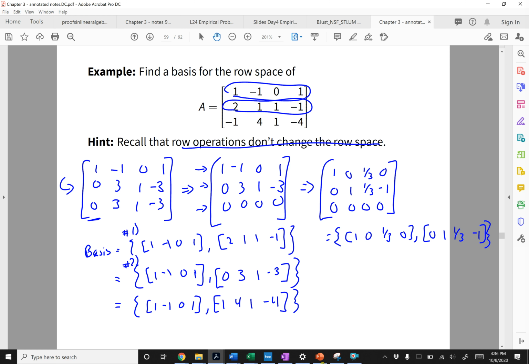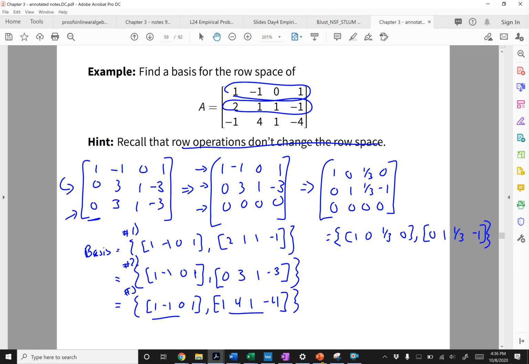I don't have to use that second one. I could have chosen to do the row operations differently. I do know that the first row and the third row are also linearly independent. So I could pick the first and the third. And so that's my basis number 3. Any of these would work as a basis.